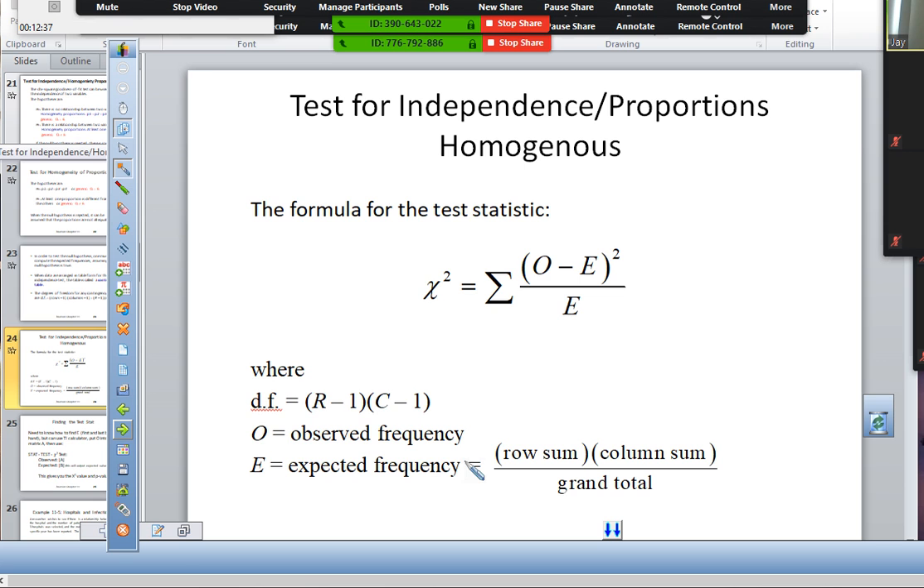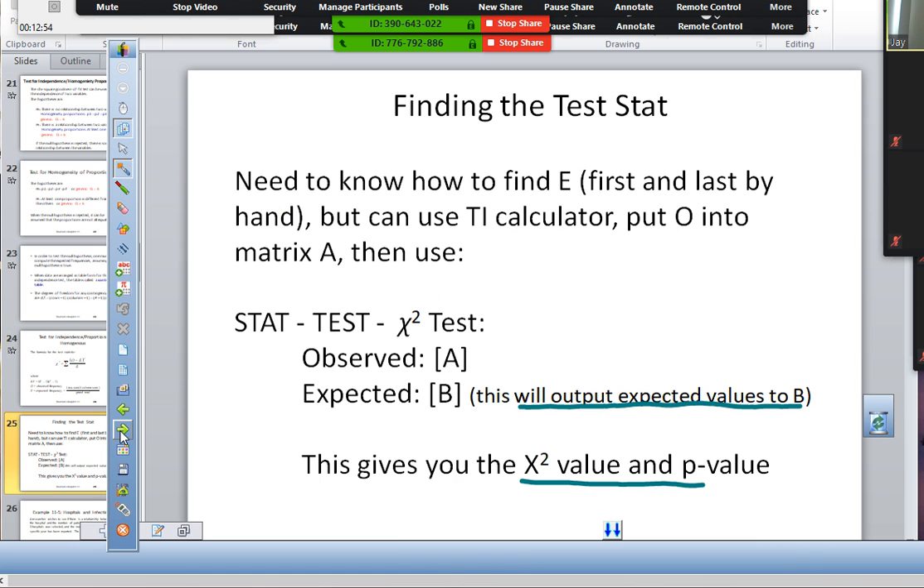And then we also have our expected frequency, which is our row sum times our column sum over the grand total, which we're going to talk about in just a couple of slides. But first, right, so you'll need to be able to compute your expecteds, and you'll have to compute the first one and the last one by hand. But then you can use your TI calculator to do everything else.